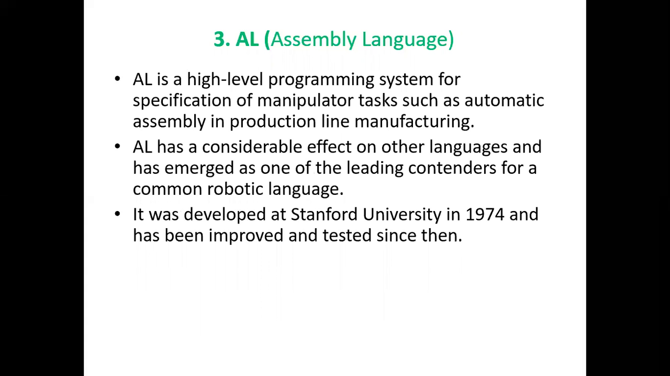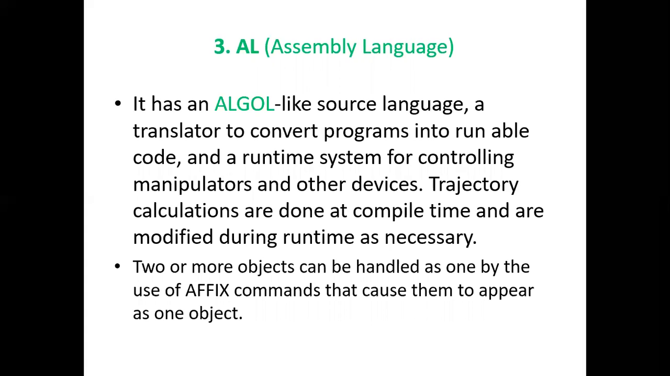Next, the assembly language AL. This is another type of language, used for the user interface. AL is a high-level programming system for specifying manipulator tasks such as automatic assembly in production line manufacturing. AL has had a considerable effect on other languages and has emerged as one of the leading contenders for a common robotic language. It was developed at Stanford University in 1974 and has been improved and tested since then.